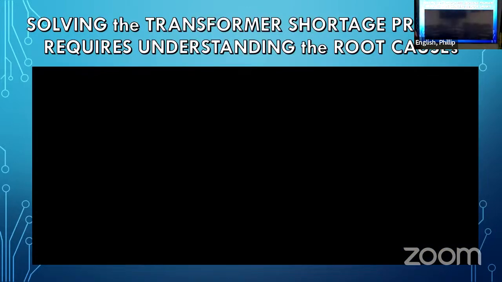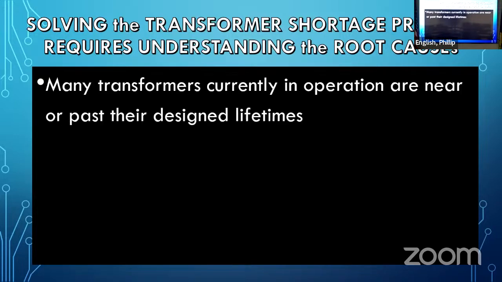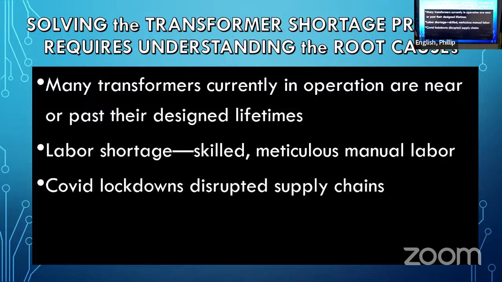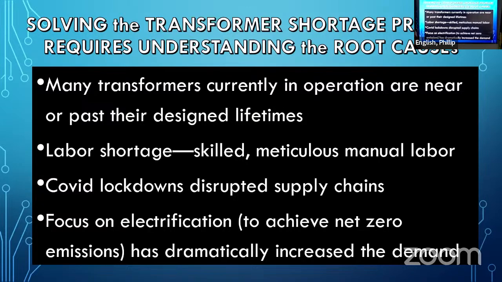Solving the transformer shortage problem requires understanding the root causes of the shortage. That's probably kind of obvious. Many transformers currently in operation are near or past their designed lifetimes. There is a labor shortage. It's manual labor, but it requires quite a bit of skill and meticulous care. The COVID lockdowns disrupted supply chains. Another source, the focus on electrification to achieve net zero emissions has dramatically increased the demand. As we focus on solar and wind, it increases the demand for these transformers.